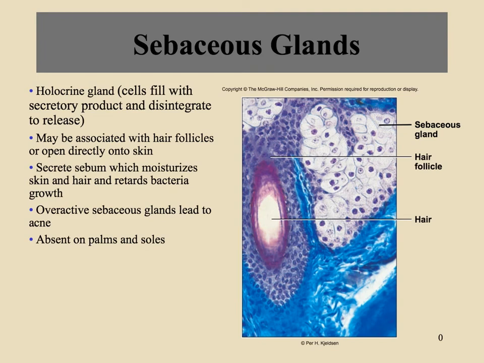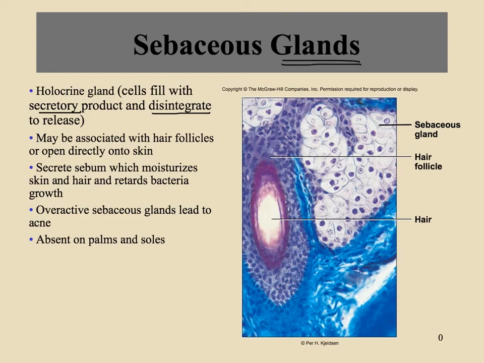Then we have a variety of glands that are producing things that are secreted that are involved in skin health. We're going to start with the sebaceous glands. These are known as holocrine glands, and the fonts on this one are just really kind of crazy. But the cells fill with their secretions, and then the cells themselves completely disintegrate in a holocrine gland.